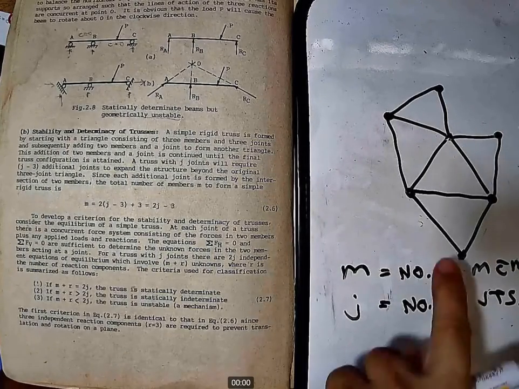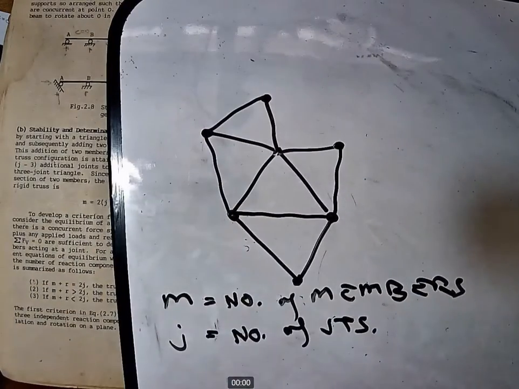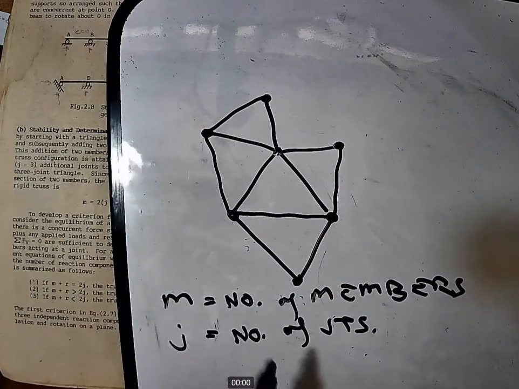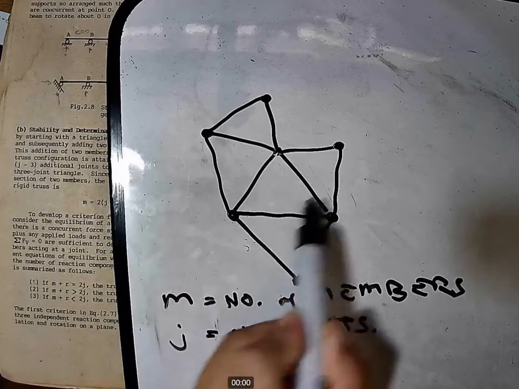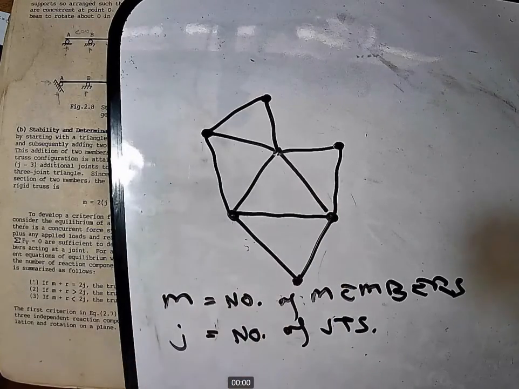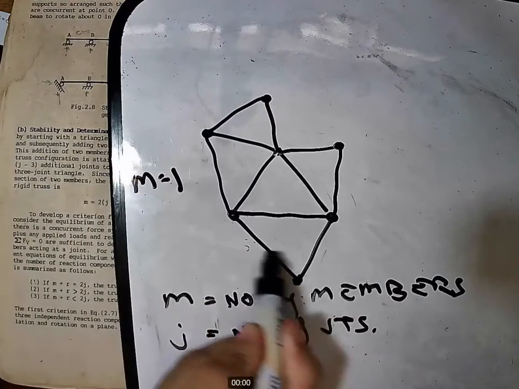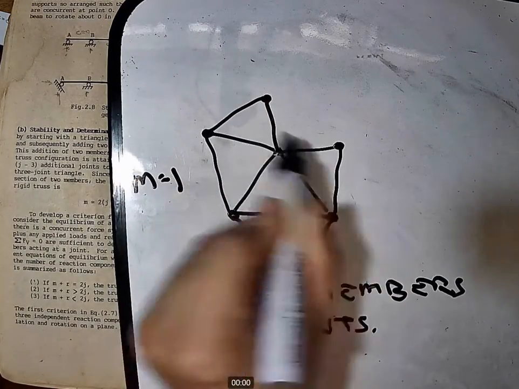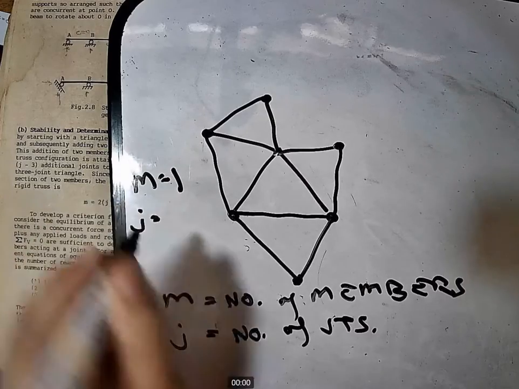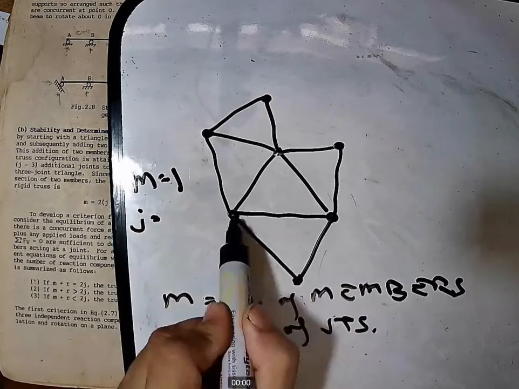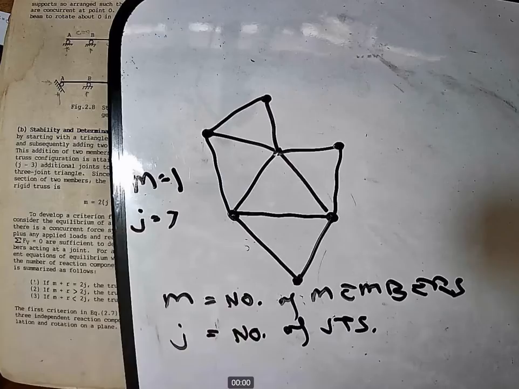Now let's look at our example. Okay, M number of members, J number of joints. How many members? 1, 2, 3, 4, 5, 6, 7, 8, 9, 10, 11. So M is 11, okay? How many joints? 1, 2, 3, 4, 5, 6, 7.